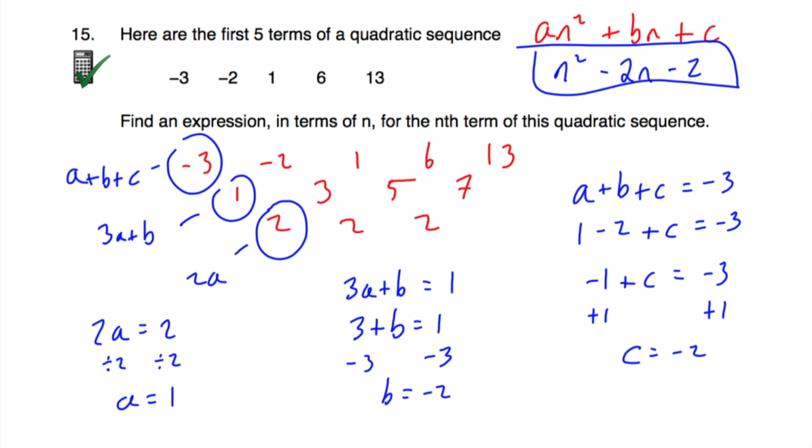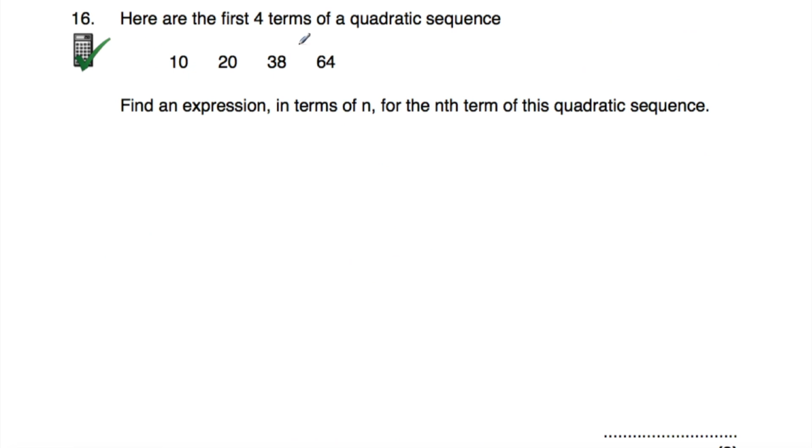Okay, let's look at question number 16. We've been told here are the first four terms of a quadratic sequence, and we've got 10, 20, 38, and 64. And we've been asked to find an expression in terms of n for the nth term of the quadratic sequence. So remember, a quadratic sequence is something in the form of an squared plus bn plus c.